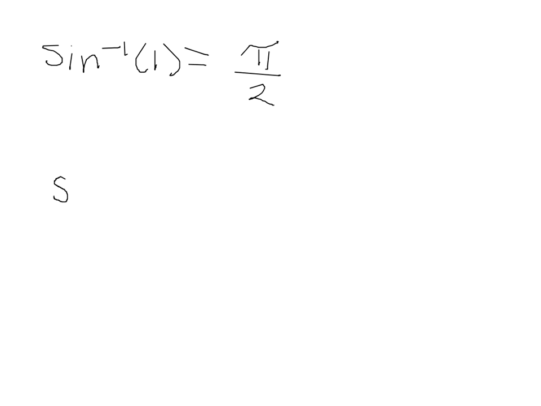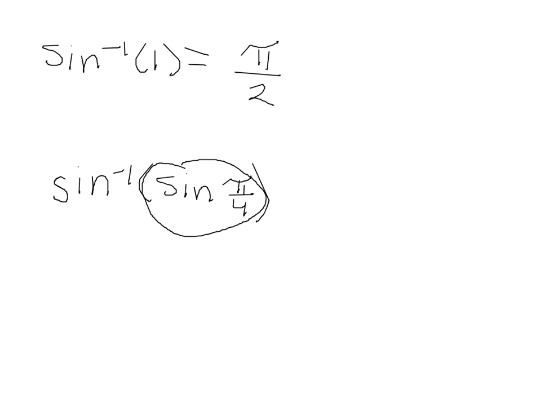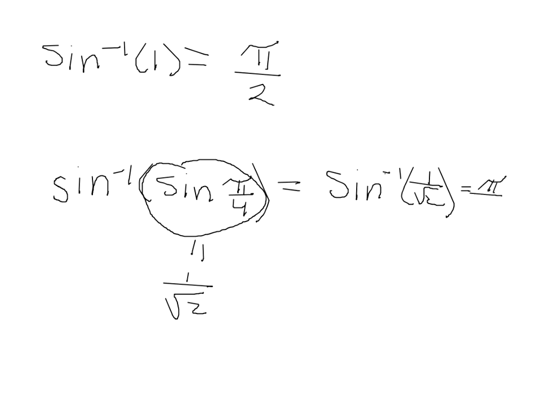Okay, now I'm going to do something a little different. I'm going to take inverse sine of sine of pi/4. Now, I work from the inside out. So sine of pi/4 is 1 over the square root of 2. And so now I have inverse sine of 1 over the square root of 2. So I go look in the dark boxes, and I find that 1 over the square root of 2 corresponds to pi over 4. Now, since pi over 4 is between minus pi over 2 and pi over 2, I just get pi over 4, because it's in the range of inverse sine.